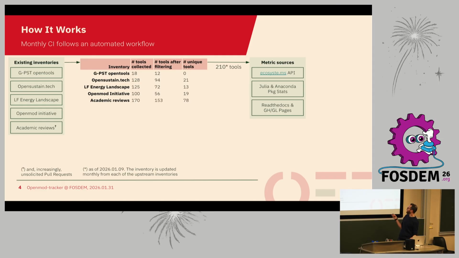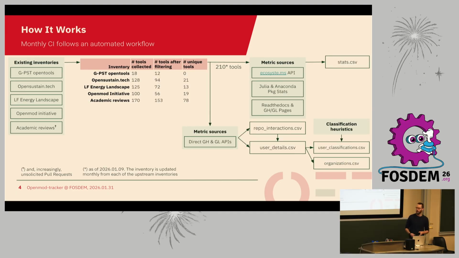We also do some scraping to try and find the docs pages in a bit more detail, because we don't get that well from elsewhere. That gives us some stats, and then we go directly to some direct APIs for GitHub and GitLab, and that gives us the information about our users and about the repository's interactions over time.